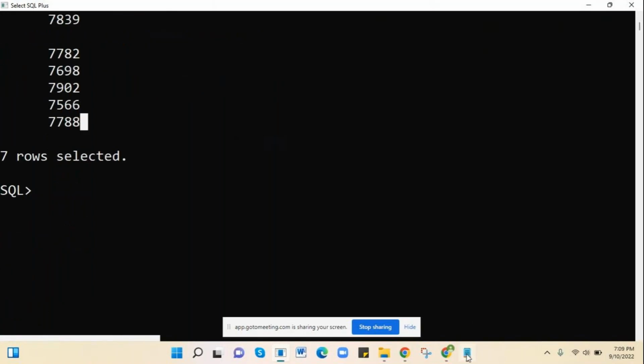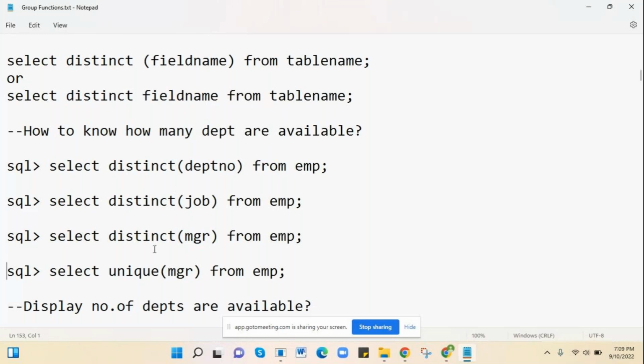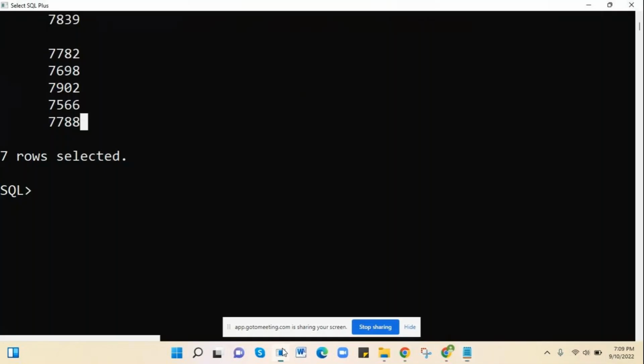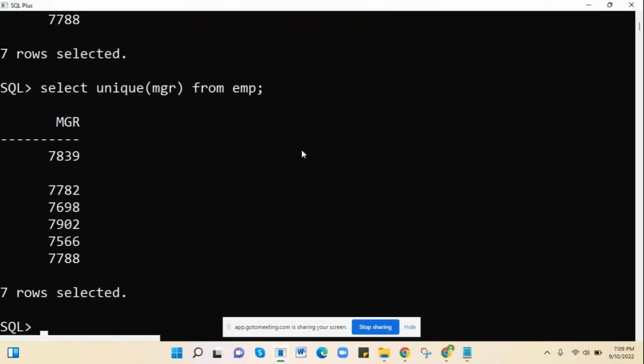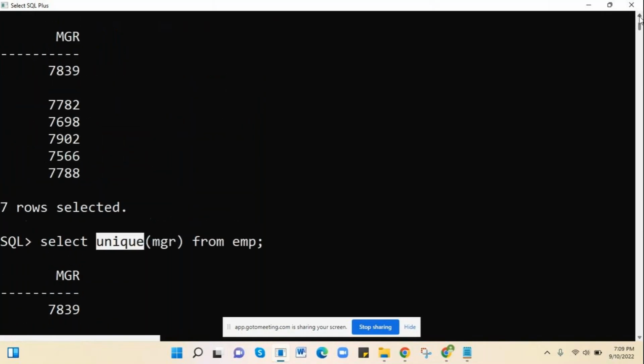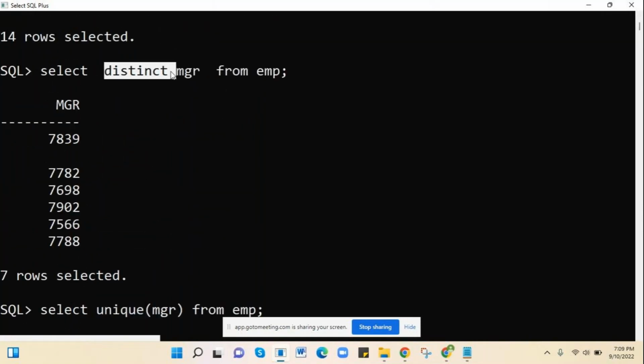You see, distinct. We also have unique. Both are the same. Okay, distinct and unique both are the same. You can use unique or you can use distinct, but mostly in SQL we use distinct. In PL/SQL we use unique. Okay, got it? That is the thing.